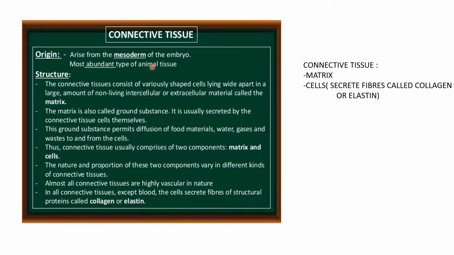Moving on to the second type of tissue, which is connective tissue. It arises from the mesoderm of the embryo and is the most abundant type of animal tissue. The connective tissues are mostly formed of matrix, which is nothing but a ground substance usually secreted by the connective tissue cells themselves. It helps in diffusion of food material, water, gases and waste to and from the cells. And second is cells. These cells secrete fibers called collagen or elastin. Now collagen and elastin are nothing but structural proteins.